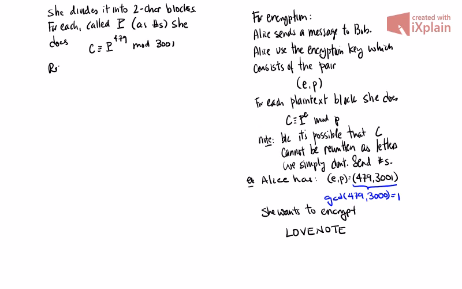So here's the result. I'll write this all down. She takes LO, that's 1114. So again, the L is 11, the O is 14. Takes VE, which is 2104. That's a little illegible. Takes NO, that's 1314. Takes TE, that's 1904. And then she takes each of these, raises it to the 479.